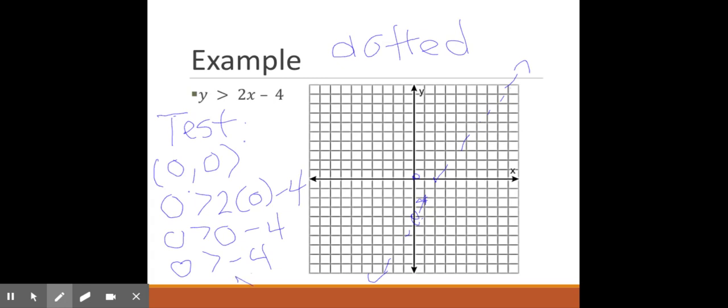Yes, it is. And because it is, that means we found the half of the graph where our solutions are, and 0, 0 is on the top half. So when you have a pencil, you can just shade nicely, but we are going to shade this half of the graph because 0, 0 is on this half of the graph, and we got an answer of yes. So as you can see, we have a dotted line and we have half a graph.